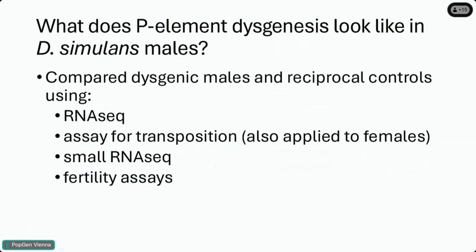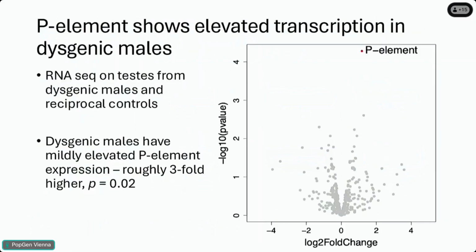And we did some stuff. We did RNA-seq, we did some transposition assays, and we looked at small RNAs and some fertility assays. So just a bunch of stuff. So the first thing we did was RNA-seq. Some people have suggested that when P-element dysgenesis happens, it unleashes a lot of transposable elements. Other people have said this doesn't happen. All I can say is we don't see it.